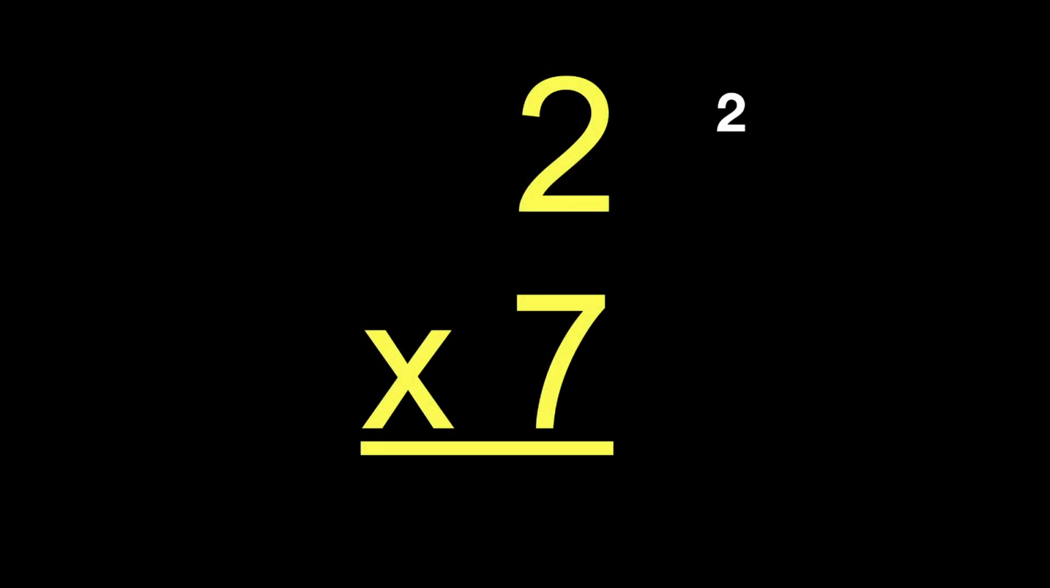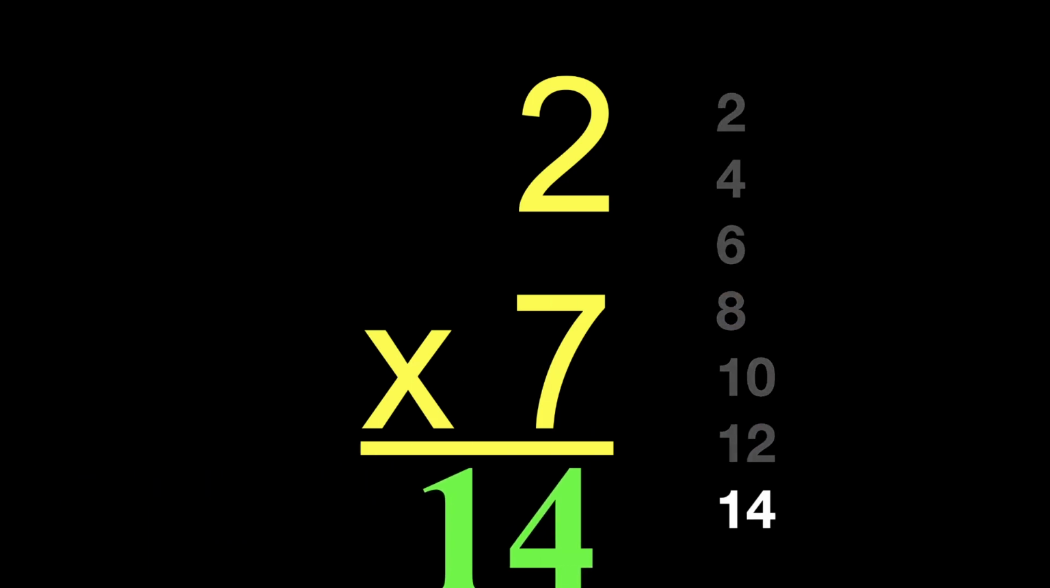2 times 7. Well, you can count all the way to 14. Good job. And remember, if you're having trouble, you can always add the other number. Good one. What was that? What, Wally? Boy. We're teaching a lesson.